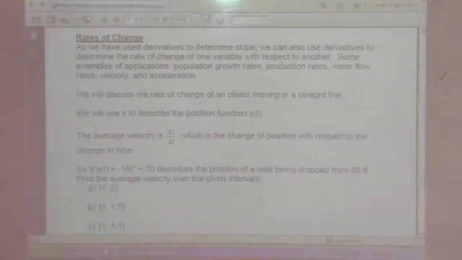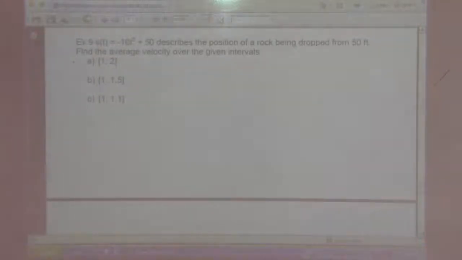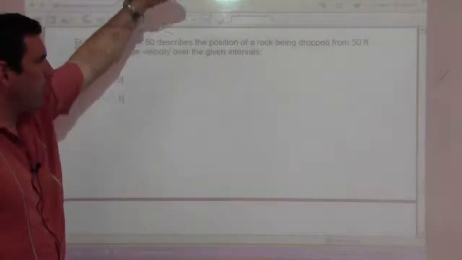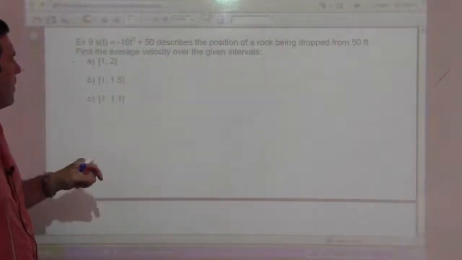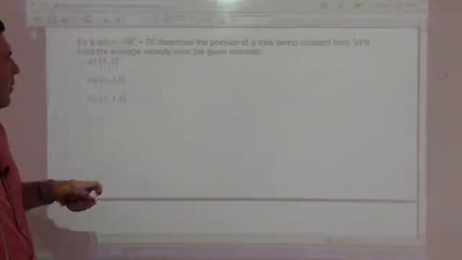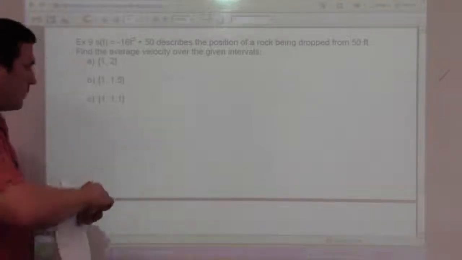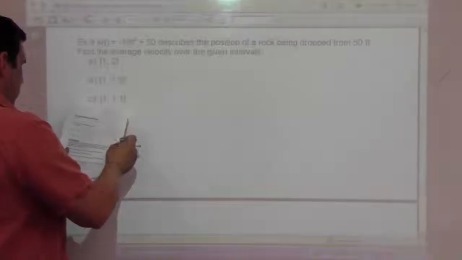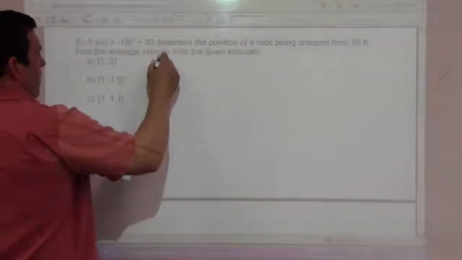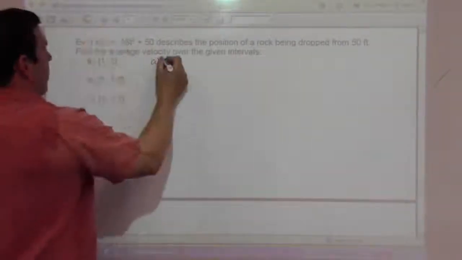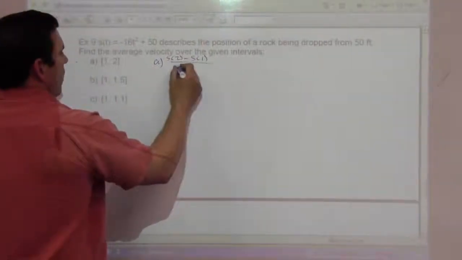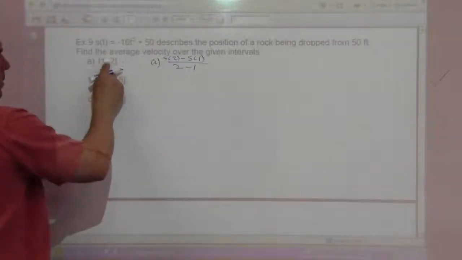So for example 9, it says s of t equals negative 16t squared plus 50. This describes the position of a rock being dropped from 50 feet. Find the average velocity over the given intervals. So in the first case, we have s of 2 minus s of 1 over 2 minus 1.